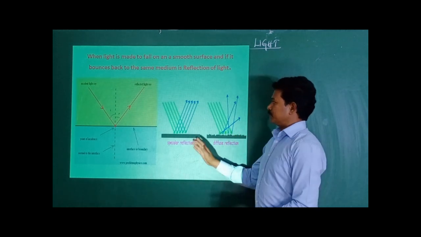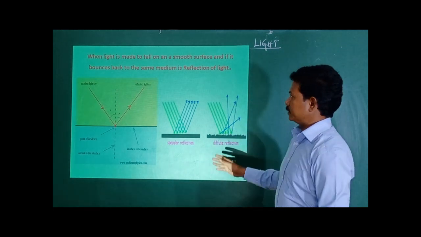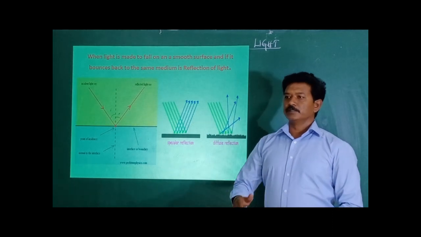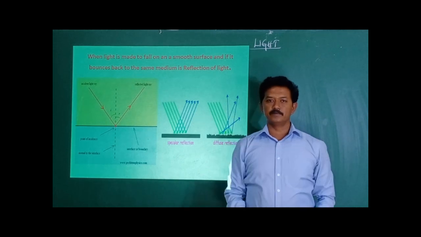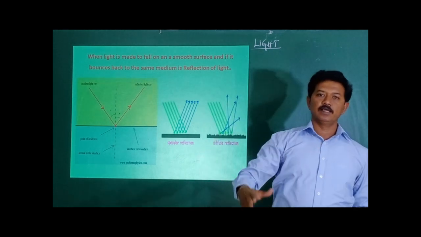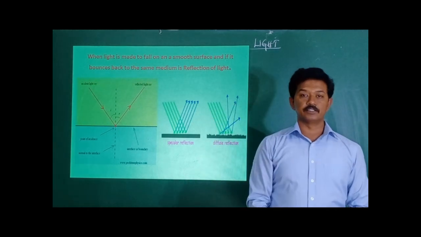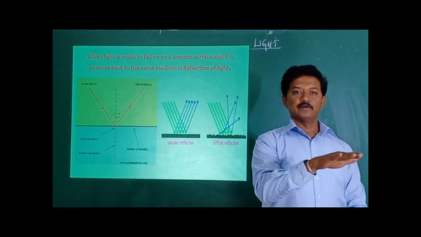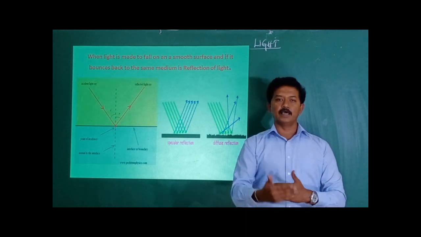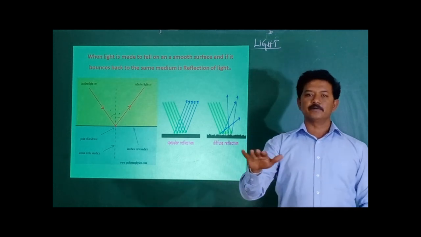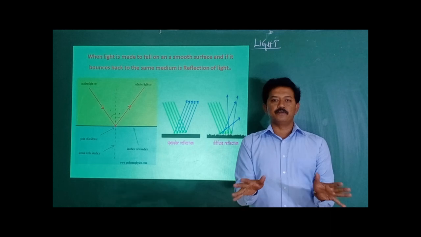So basically, in your earlier classes, you have studied this. When light is made to fall on a certain smooth surface, the light bounces back to the same medium again. Just like when you throw a ball at the wall, the ball bounces back to your hands again. This is what we call reflection. Whenever light falls on a smooth surface, it should be smooth, because if you want to observe the reflection happening 100%, then the surface of the material should be smooth. It should not be a rough surface, that's the meaning.